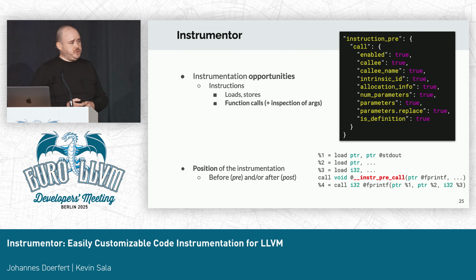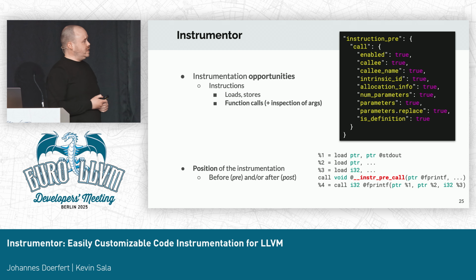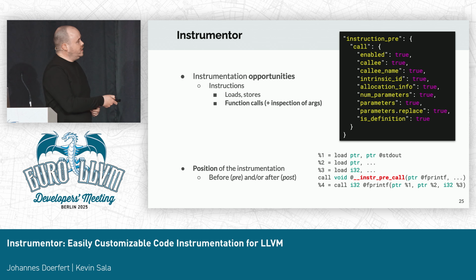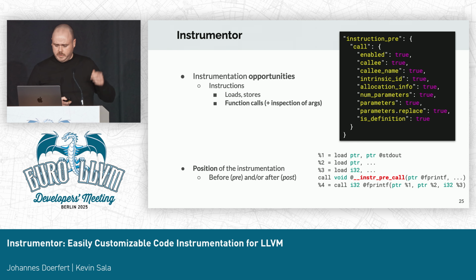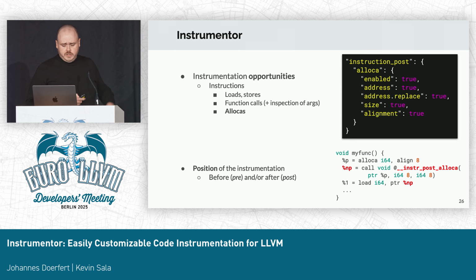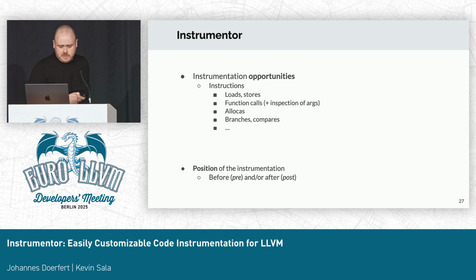But there is also the option to replace these parameters, like say that you want to replace some of the operands of the fprintf function call. You will be able to do it with the parameters.replace option. Then you will be able to change any of the parameters. There is also instrumentation for alloca's, passing the address, the size, the alignment, etc.